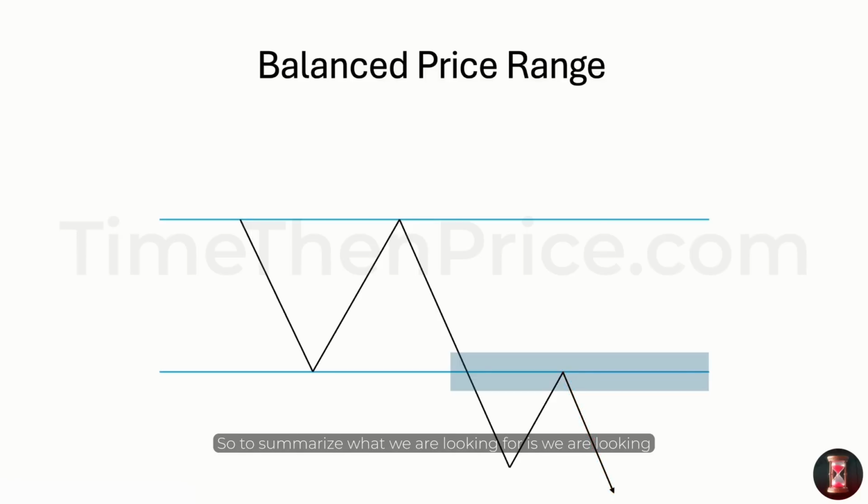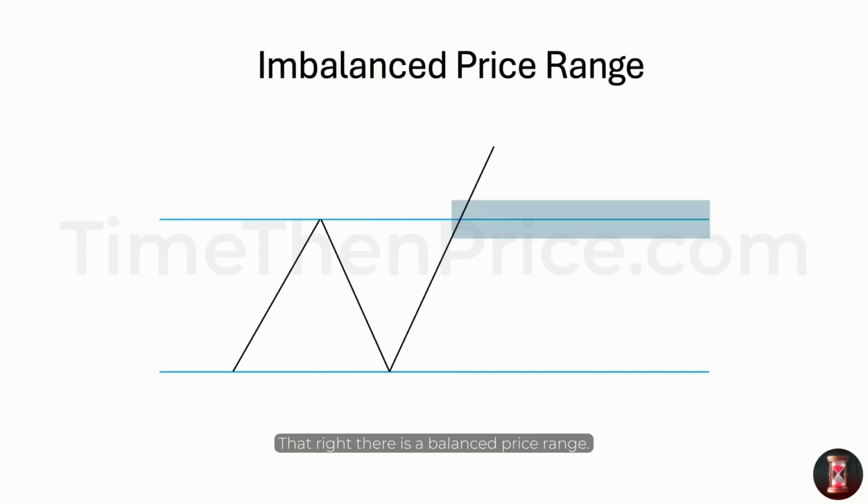So to summarize, what we are looking for is sell side, buy side, sell side. Now we have 2 times sell side delivery and only 1 time buy side delivery. Buy side has to be delivered once more before sell side is allowed to be delivered further. That right there is a balanced price range.